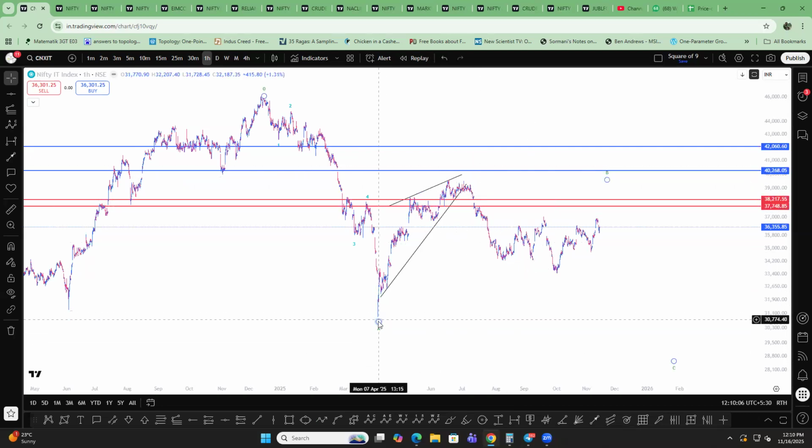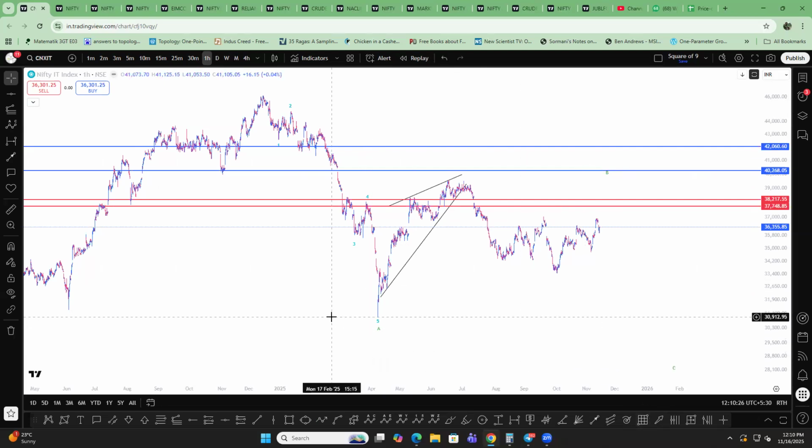So this may be wave B as a triangle and C has started. It may have started, or wave B may go as A, B, C. It is in a flat. So wave B may go as A, B, C for another high and then create a bull trap for wave C.